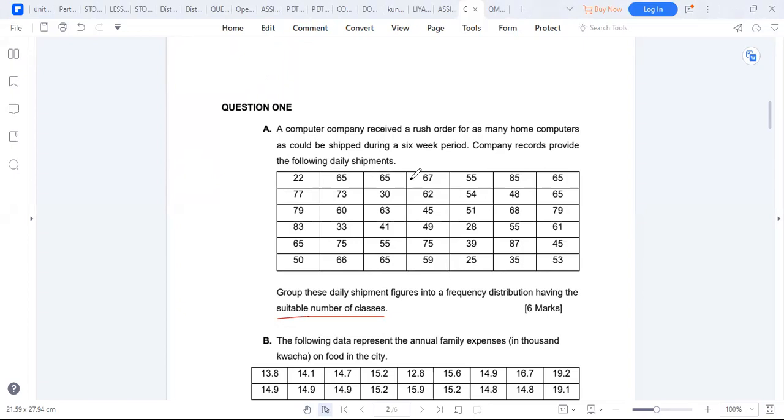Firstly, we need to identify the total number of observations that are in here. 1, 2, 3, 4, 5, 6, 7. 1, 2, 3, 4, 5, 6. So here we have 6, and here we have 7. The total number of variables n is equal to 42.